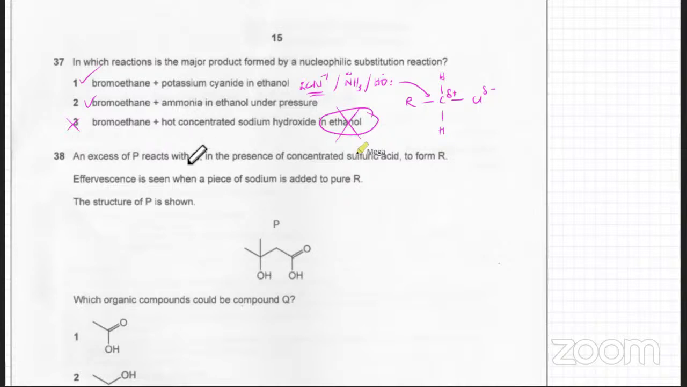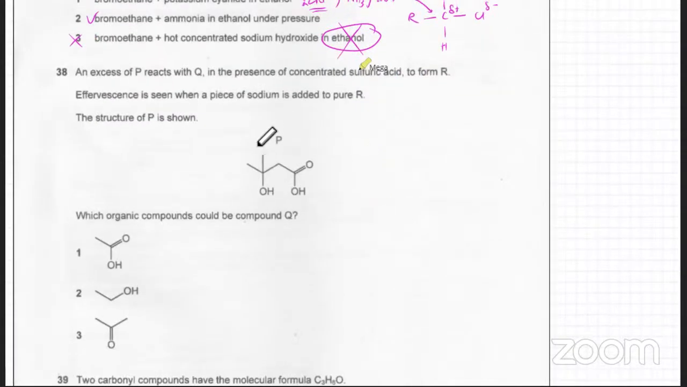An excess of P reacts with Q in the presence of concentrated sulfuric acid to form R. So that's an ester being formed, with concentrated sulfuric acid. That's definitely an ester getting formed. So P reacts with Q. P is a carboxylic acid as well as an alcohol. So there could be two kinds of esters that could be formed.